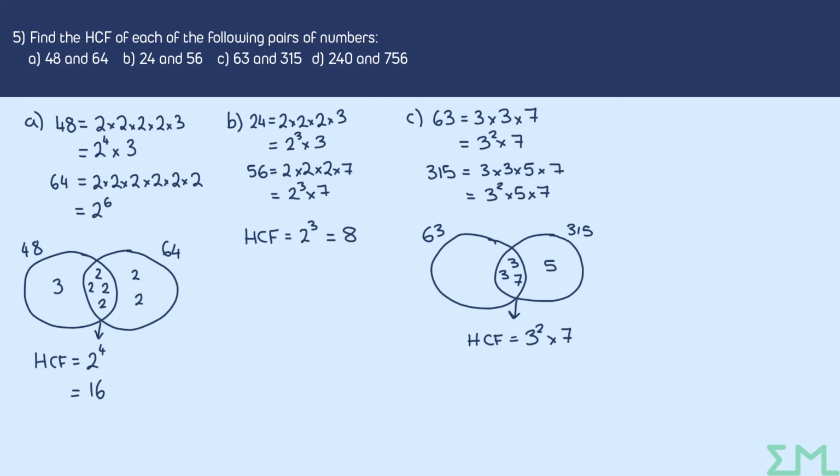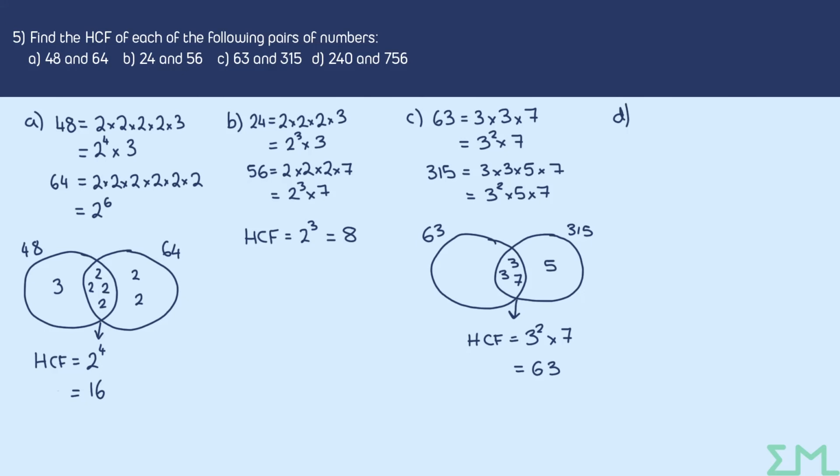7, which is 9 times 7, which is 63. So the highest common factor is 63, which is predominantly because 63 does actually go into 315 when you multiply it by 5. Don't be put off if this happens, it's perfectly valid.